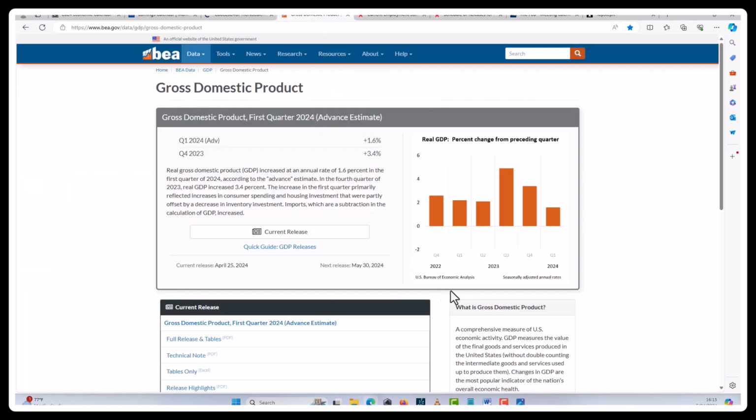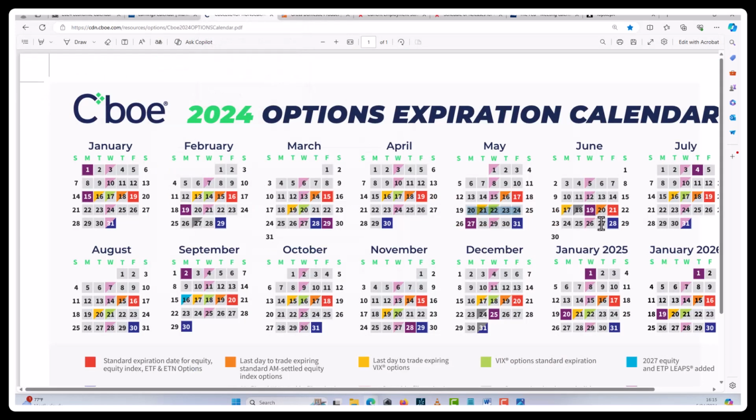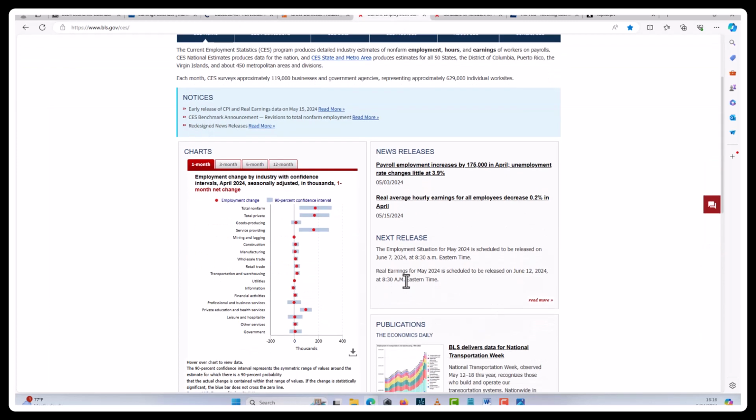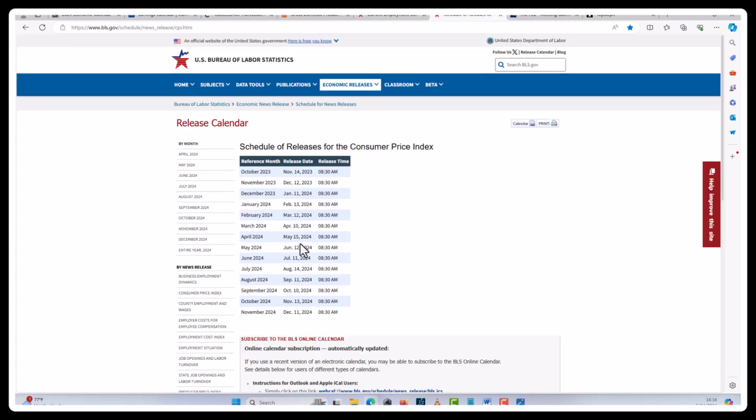And next week we anticipate the data release for GDP data on May 30, right here, the last Thursday of the month, where we expect the GDP data. Then the first Friday of the month, the non-farm payroll, on June 7. And the week after that is going to go back to the cycle of CPI data and then the Fed meeting.